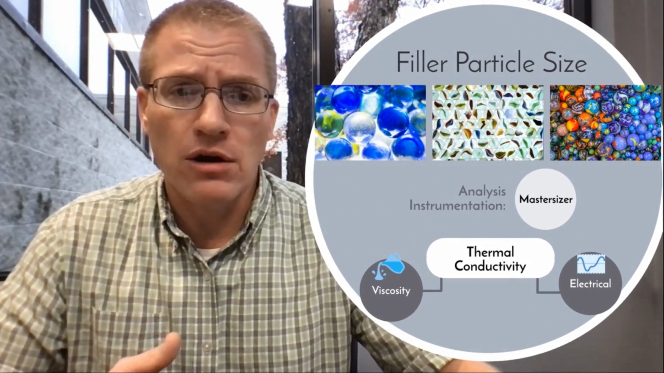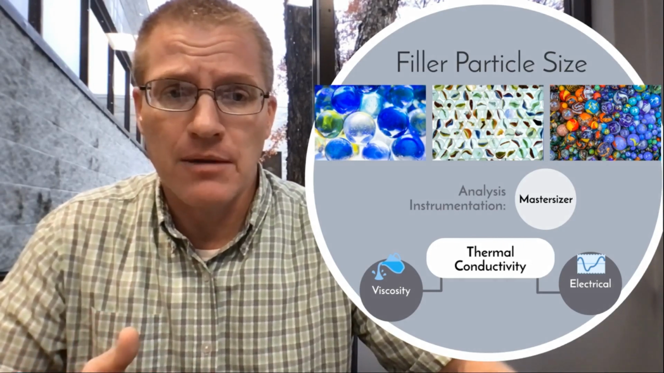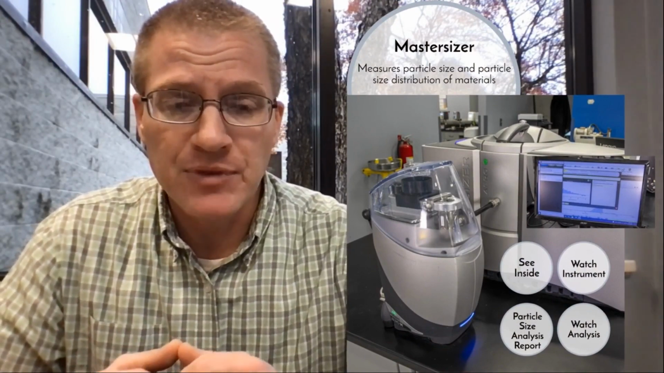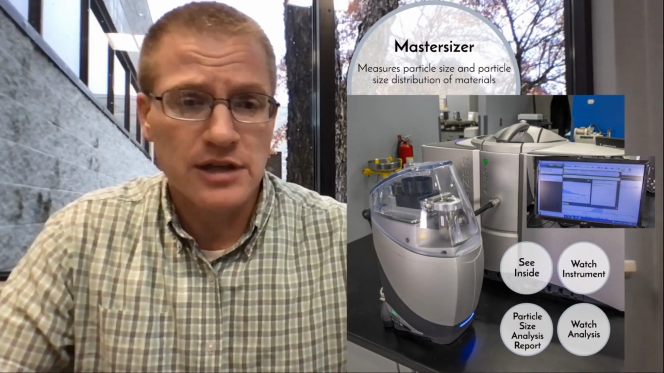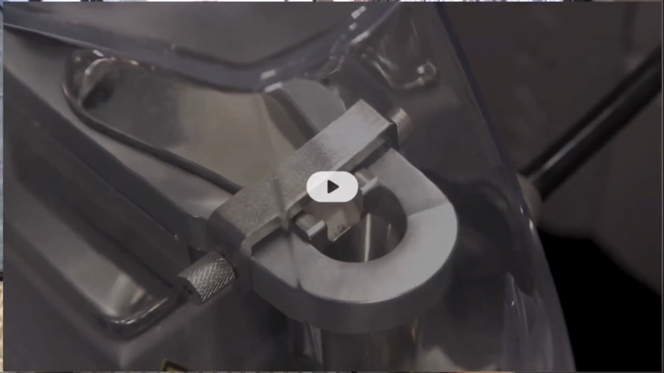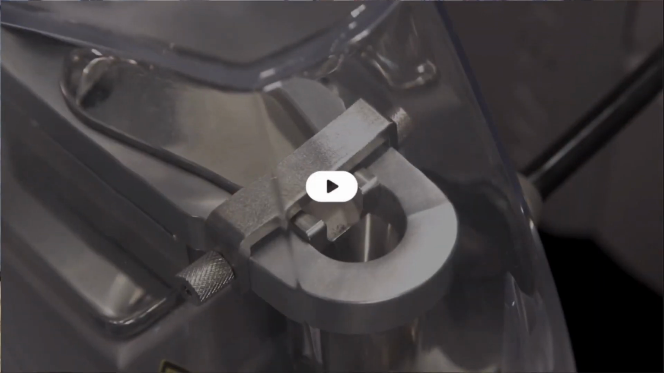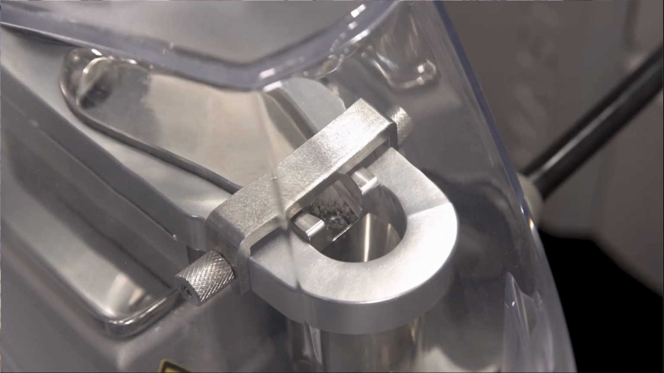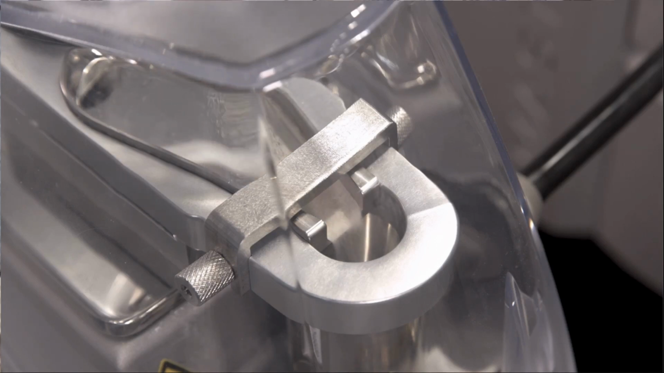Well, we leverage our Mastersizer particle size analyzer. It's a laser diffraction particle size analyzer. To put it simply, I'll show you a little bit of an example here. You'll see in this video, it shakes the particles down into that center trap, and then it actually sucks them in through a laser diffraction analysis instrumentation. And it measures the average size of those different minerals in that particular sample.